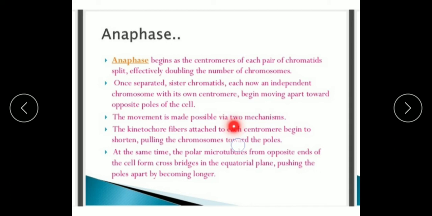The movement is made possible via two mechanisms. Kinetochore fibers attached to each centromere begin to shorten, pulling the chromosomes towards the poles. The first mechanism is the contraction of the protein substance, the kinetochore fibers, which are attached to each centromere. Shortening, they pull the chromosomes towards the poles.